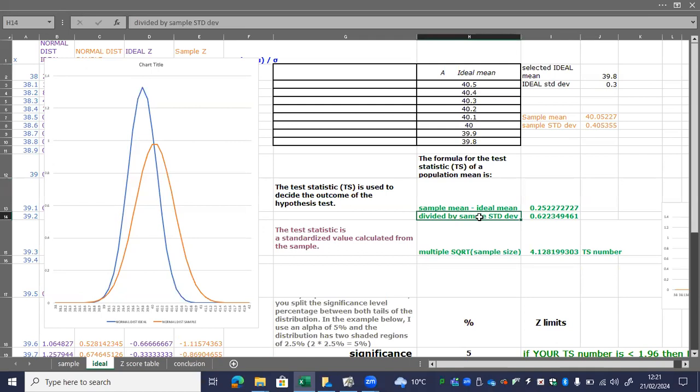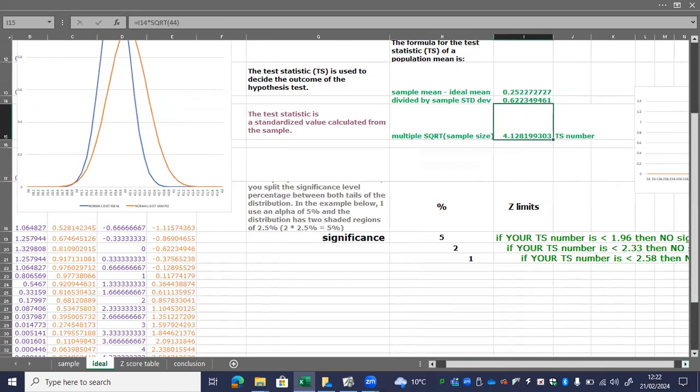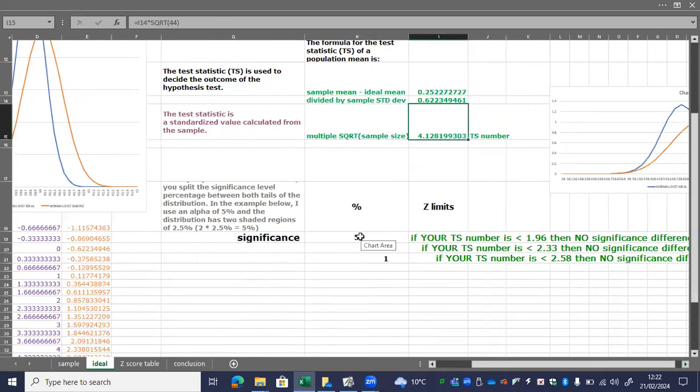So we do a test score: sample mean minus the ideal, get an answer. We then divide by the sample standard deviation, and then we multiply by the square root of the sample size, which in this case is 44. That gives us a test score of 4.128.